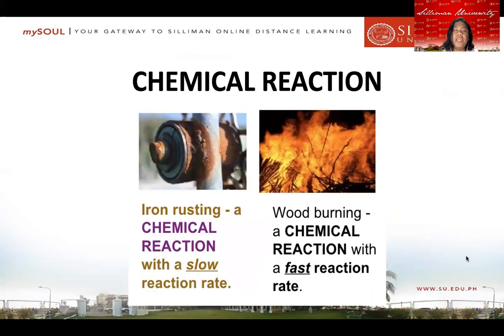In describing a chemical reaction, we say either the chemical reaction is slow or the chemical reaction is fast. Like for example, your iron rusting, this is a slow chemical reaction because this takes time, while a burning wood we will consider as a fast reaction. So we describe them in terms of their reaction rates. Either they are slow or fast.